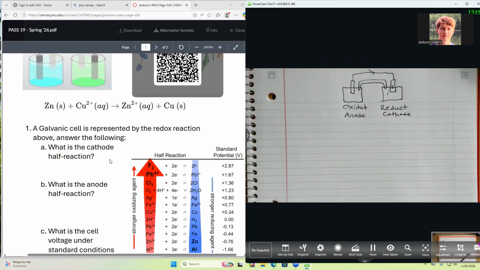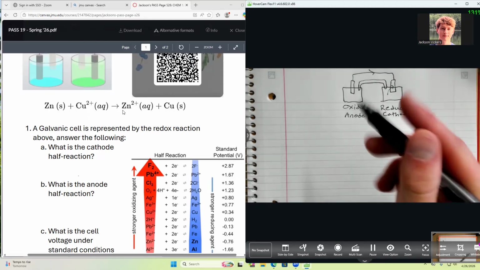Yes, cathode would be, sorry, no. Cathode would be the copper. Yeah, yeah. So you got it. So since the copper 2 plus is going over to copper solid, we're getting less positive here, so that would be the site of reduction. So this is what's happening at the cathode, and then zinc going to zinc 2 plus is getting more positive, so we're losing electrons. That's going to be at the anode, the oxidation.